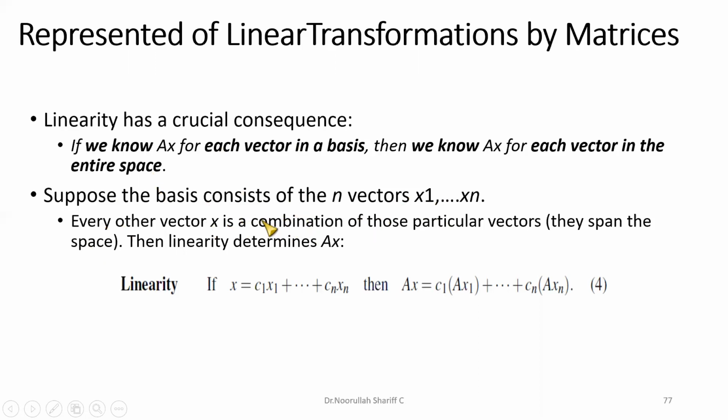And once we write that as a linear combination, x is equal to c1 x1 plus c2 x2 plus etcetera cn xn, then we can linearly determine the value of Ax, and that Ax is C1 into Ax1 plus C2 into Ax2 plus and so on up to Cn into Axn. So linearity is a crucial consequence of the basis, and the linearity can be represented by this.